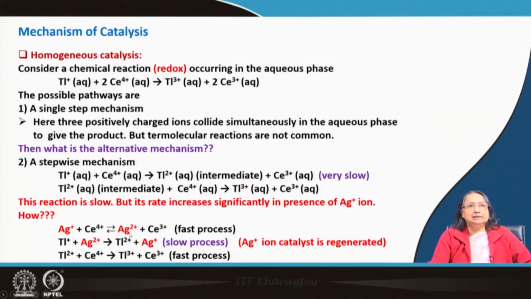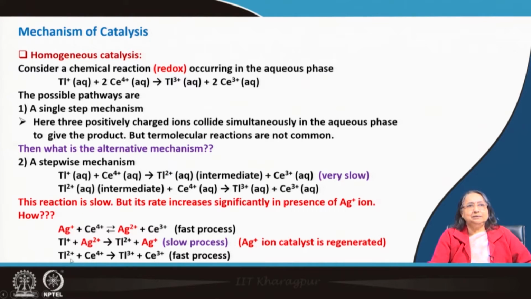So, silver 2 plus is the intermediate, and then silver 2 plus is again consumed and silver plus is going back. This is a catalyst. So, it is changed to an intermediate, but the catalyst should come back to its original state, that I told you. So, even if it is changing, it should come back to its original state again. So, this is the second step, a slow process, and then the last step is again a fast process.